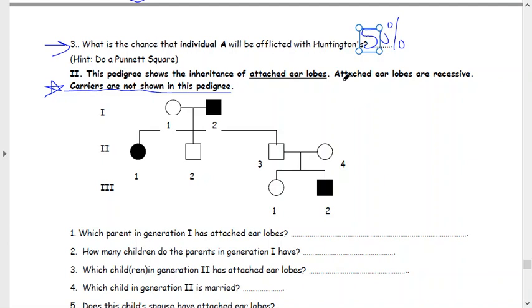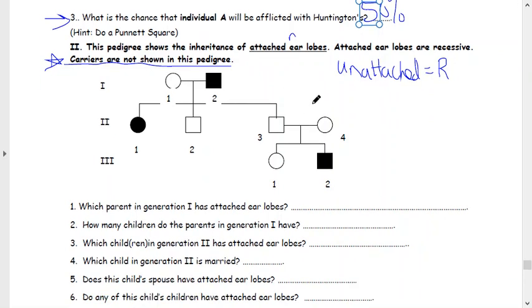So attached earlobes is recessive. I'm going to go ahead and put a lowercase r for attached, and I'll say unattached equals capital R. We're actually going to look at earlobes in a lab that we're going to do in a couple days, so you'll be able to see if you have attached or not. Here we go. So we know that people that have attached earlobes are shaded, and we got 1, 2, 3 of those individuals. And attached earlobes are recessive, which means they must be homozygous recessive for those attached earlobes.